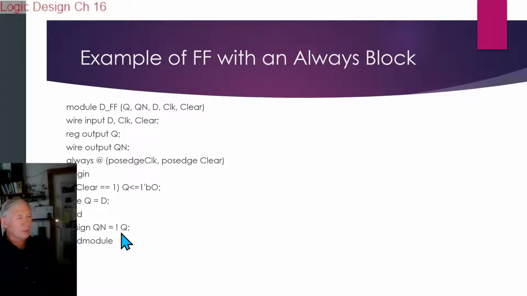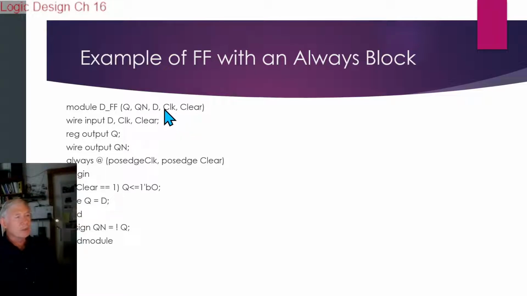And then we have end module, and that's it. Okay, so let's look at the always block. So, let's look at the port list first. So we list all the signals in the port list, but now we go through and we describe them a little more. So our signals are Q, Q naught, D, clock, and clear.